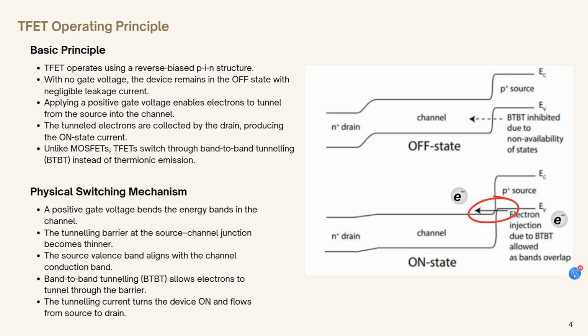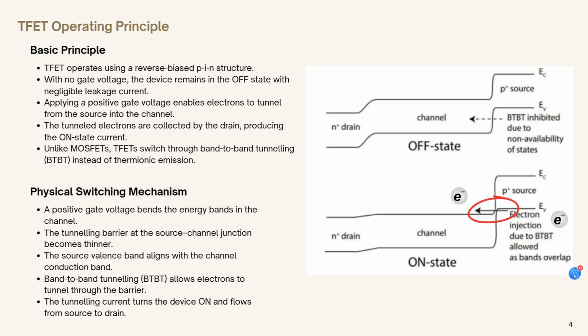The key factor is the gate voltage. As the positive gate voltage increases, the electric field bends the energy bands in the channel downward. This band bending makes the tunneling barrier at the source-channel junction progressively thinner. Eventually, the source valence band aligns with the channel conduction band, as shown in the lower diagram. Once these energy bands overlap, electrons can tunnel directly through the barrier by band-to-band tunneling, which is highlighted by the red circle in the figure. After tunneling into the channel, the electrons are pulled towards the drain by the drain voltage, generating the on-state current.